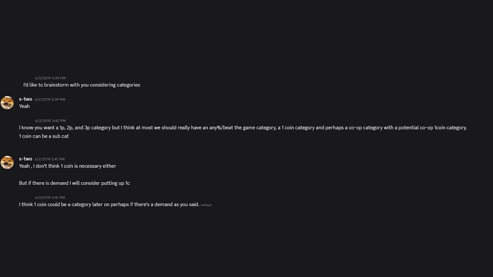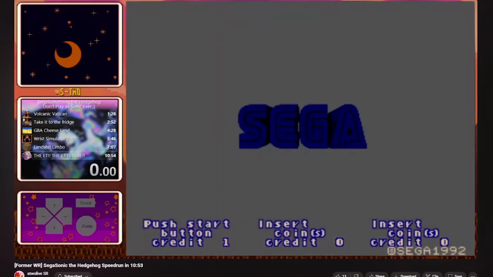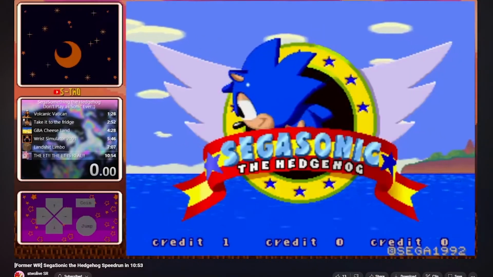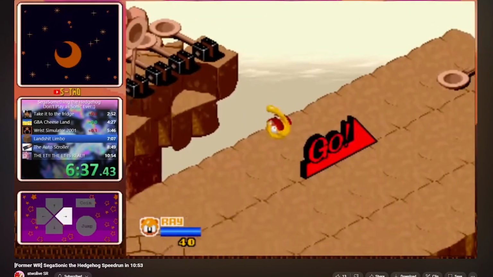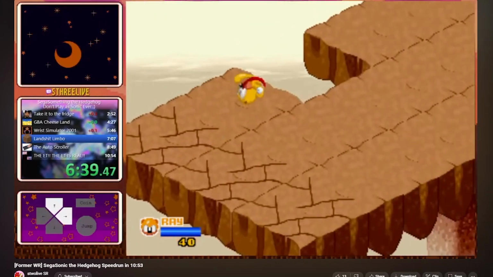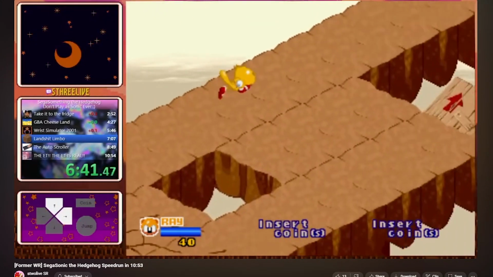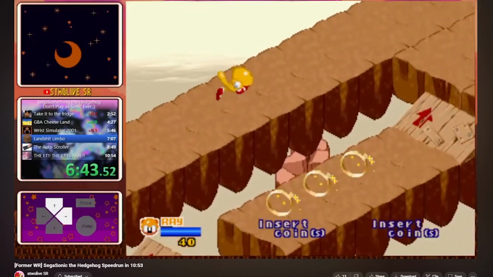When I was originally setting up the leaderboard for Sega Sonic the Hedgehog, me and other moderators had discussed the idea of a 1 credit clear category for the game. We ultimately decided that it did not make sense for the game because an optimal any percent run would be too similar to an optimal 1 credit clear run, as in there wasn't many spots in the game where dying actually saves time, so it doesn't actually change the route enough to be its own category.